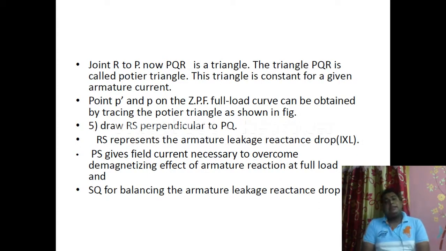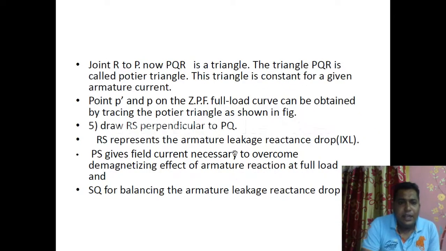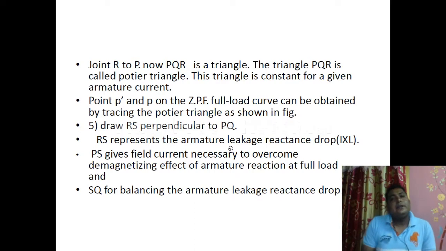Now PQR is a triangle. This triangle PQR is called the Potier triangle. Very important, this triangle is the Potier triangle. It is constant for a given armature current. Points on the ZPF full load curve can be obtained by tracing the Potier triangle, as shown in the figure.